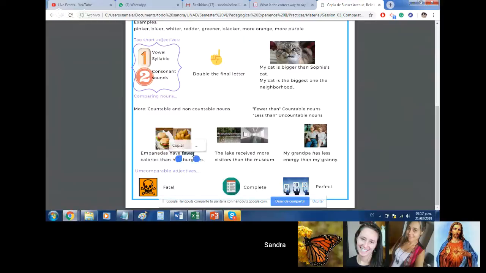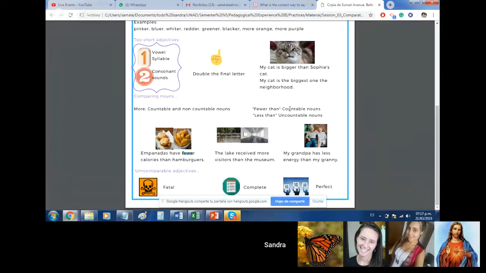Las empanadas tienen menos calorías que las hamburguesas. Podemos comparar contables y no contables. ¿Cómo sabemos? Fewer than, menos que, se utiliza para contables, lo que siempre podemos enumerar. Una estrella, dos estrellas, un computador, dos computadores, un cuaderno, dos cuadernos. Eso lo podemos enumerar. Less than, we're going to use it with uncountable nouns. We cannot count them. For example, feelings, less than. For example, I have too much love, less than my friend. Tengo mucho más amor que mi amiga.